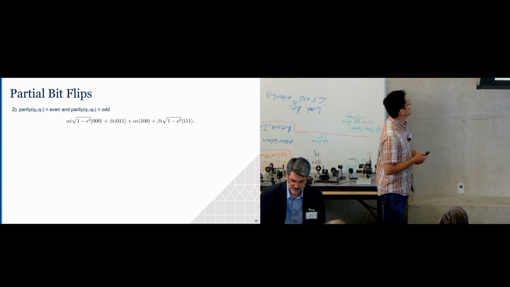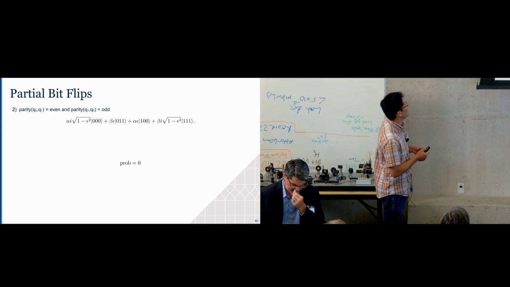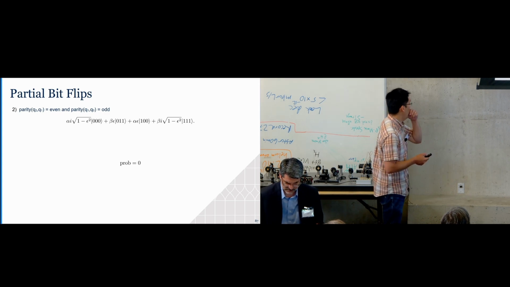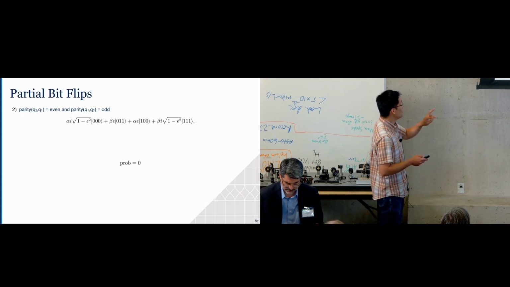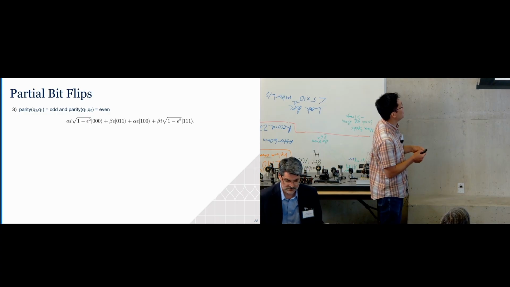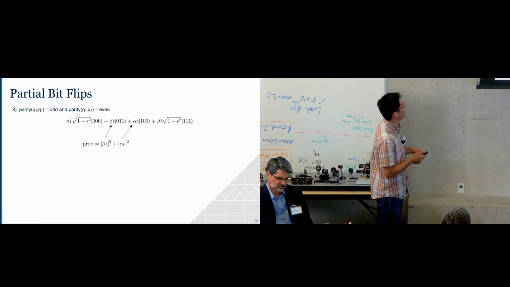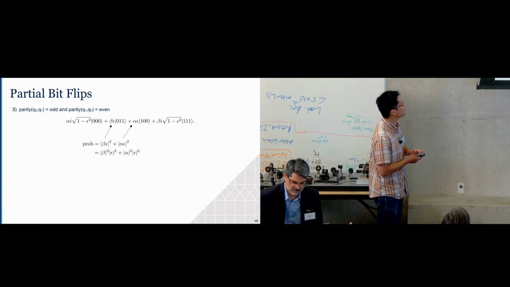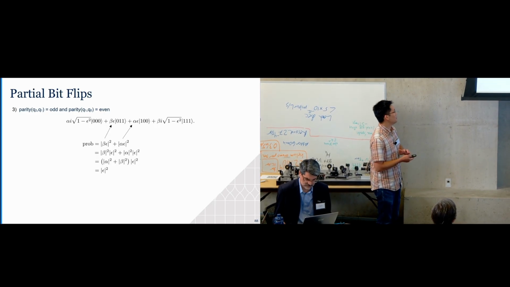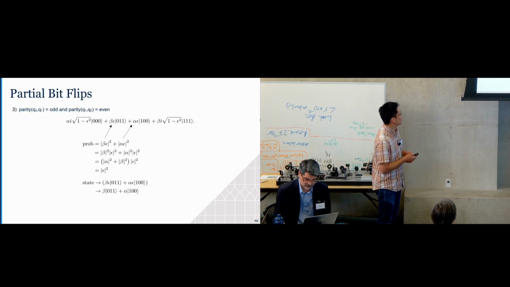Another possibility is, well, actually this happens with probability 0. You can't have the left 2 be even and the right 2 be odd, if you look at all of these. This never happens. You can have the reverse, though. You can have the left 2 be odd, like here, and the right 2 be even. And also here, the left 2 are odd and the right 2 are even. So the probability will correspond to those coefficients' norm squared added together. We can simplify that to just being epsilon norm squared. And then the state will collapse to these 2, which we can then normalize.